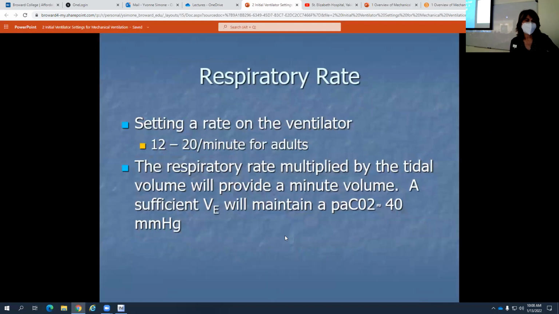Okay, next we talk about respiratory rate. A normal respiratory rate on the ventilator is 12 to 20 breaths per minute for adults. When you were learning your patient assessment, is that what you were taught is a normal respiratory rate, 12 to 20?